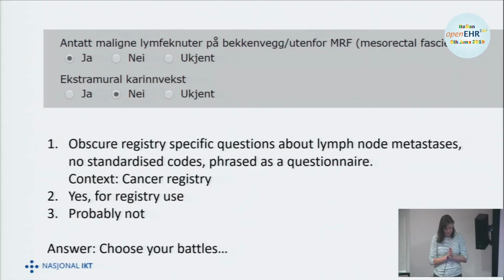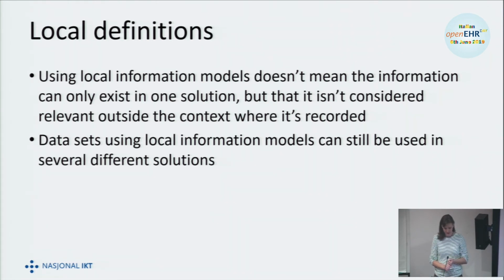And then there's this one. This information is pretty obscure. There are very registry-specific questions about lymph node metastases. There are no standardized codes for these things, and they're phrased as a questionnaire. It's very difficult to generalize this information, and it will be used for the registry, but probably not for clinical practice. And it will probably not be reused outside of the registry context because it's so specific. So this is one of the places where I'd say choose your battles when you come up against something like this. Then, if you choose to make a local definition, it's worth pointing out that local information definitions can be used in several different solutions or functionalities, as long as those solutions all will work within the same context. So it doesn't necessarily mean that you're locking the information into only one functionality.